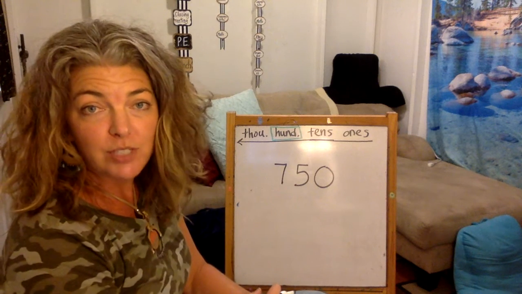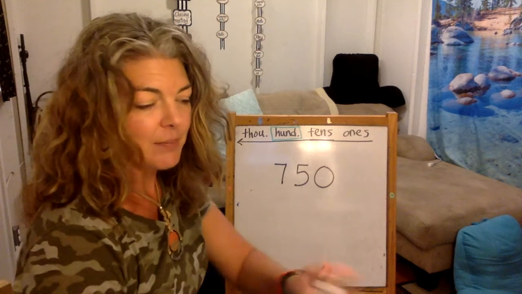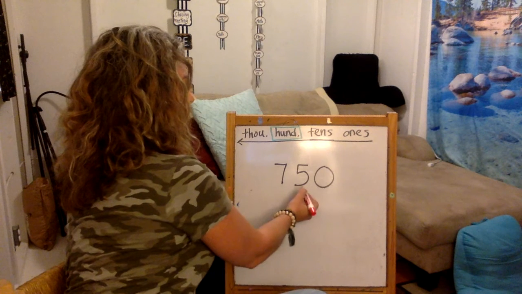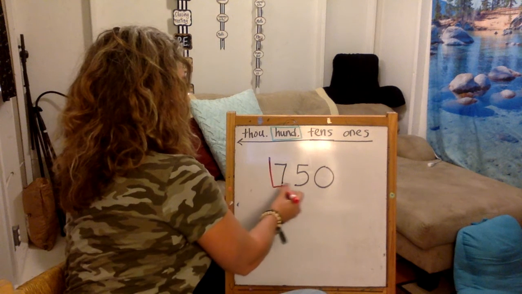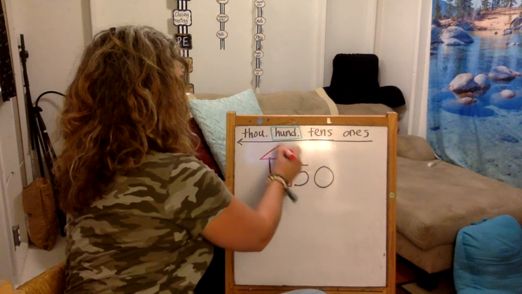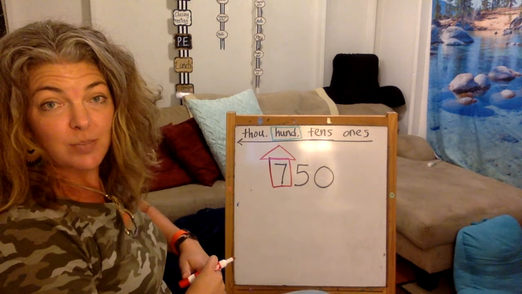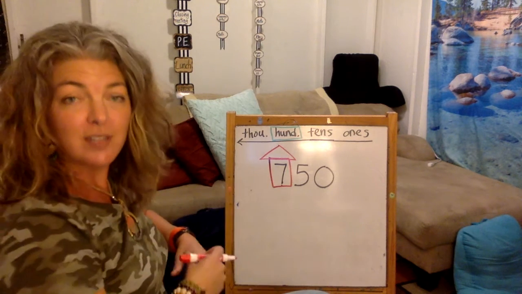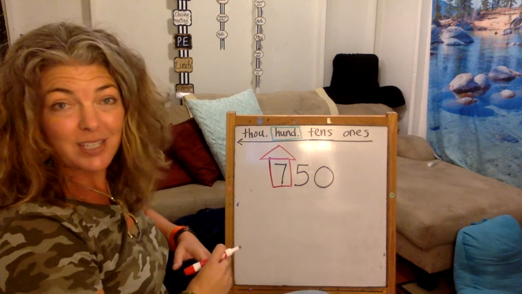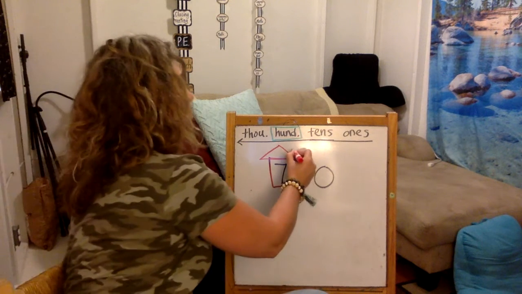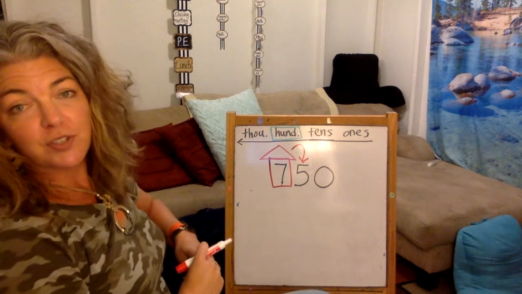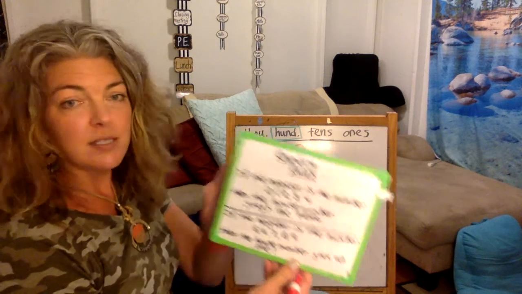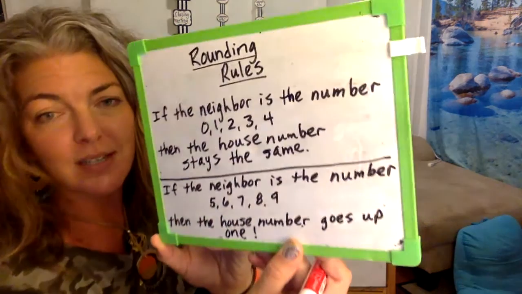750, we are going to round it to the nearest hundreds. That means I'm going to find my hundreds place and put a house around it. Ones, tens, hundreds. Here it is. That is the number that is going to be changing. But remember in the story, the number can't change on its own. It needs to go over to the neighbor's house to see what to do because the neighbor always knows the rules. We're popping on over to the neighbor. The neighbor is a number 5. Let's follow our rules and see what to do when the neighbor is a number 5.